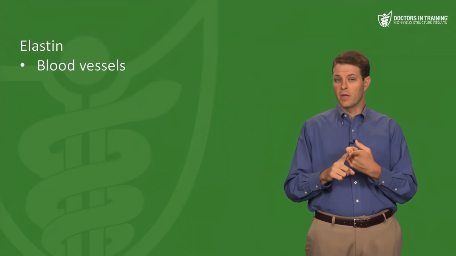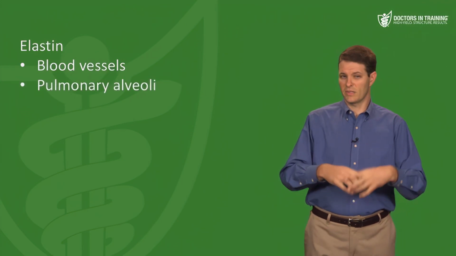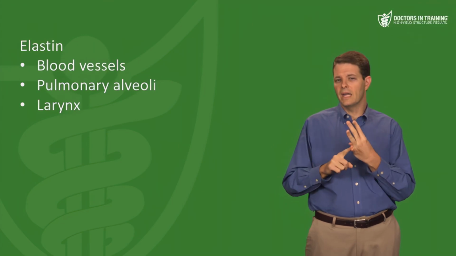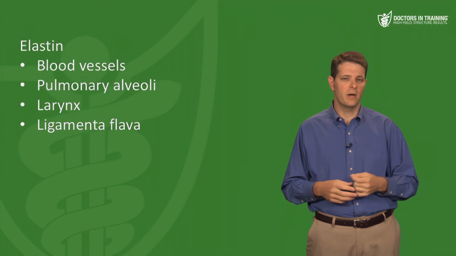Well, tissues that need to stretch and expand. So it's found in the blood vessels, especially the arteries. The alveoli of the lungs have to be able to expand and fill up with air. It's found in the larynx. And also the spine needs to be able to bend and stretch. So we have elastin in the ligamenta flava along the spine.